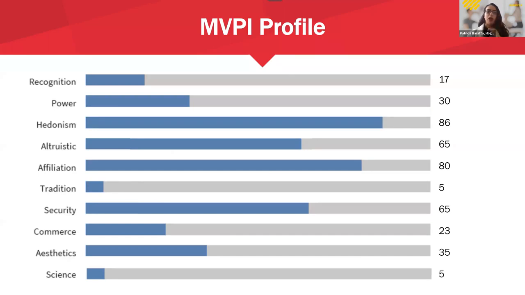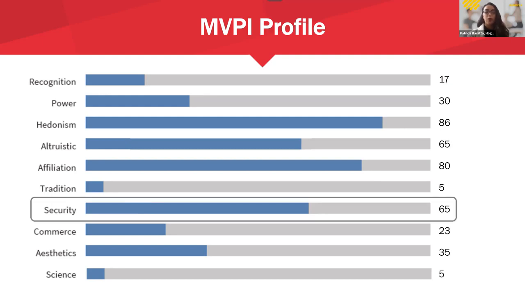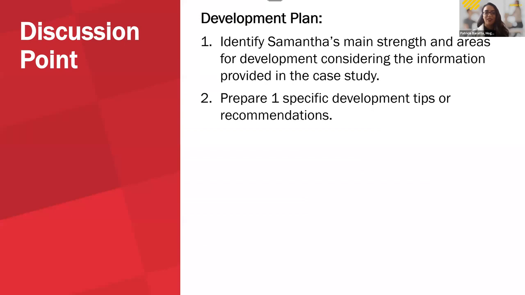And then we go to the MVPI and we see the high security, a value there in terms of prioritizing structure, stability, and predictability, and minimizing risk. And with the low tradition, there might be an openness to new ideas and diverse perspectives, but without rocking the boat is what we see in her profile. Okay, so those are the three themes that we would extract.